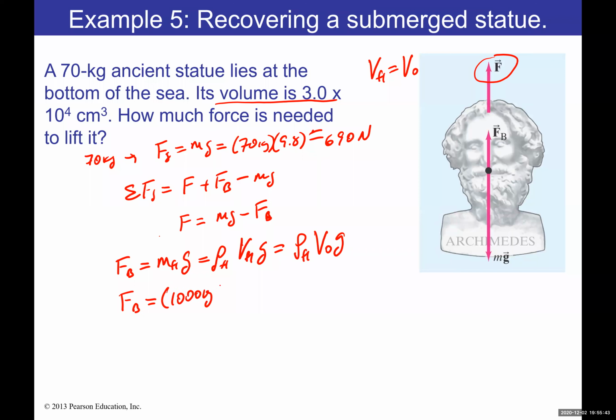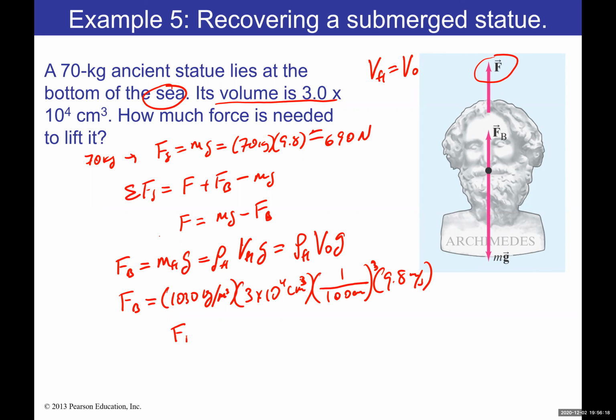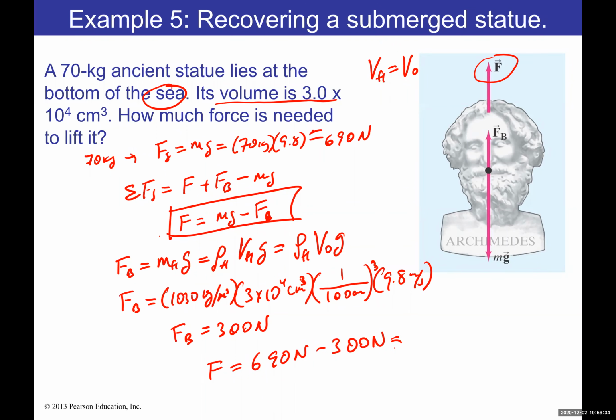It's water, so it's 1,000 kilograms per cubic meter in terms of its density. Well, it's actually the bottom of the sea, so we should use 1030 kilograms per cubic meter because it's salt water. Then times the volume of the object, which is 3 times 10 to the 4 cubic centimeters, which means we have to multiply by 1 over 100 centimeters, the whole thing cubed. Then we can cancel that, and times 9.8 meters per second squared. So I can calculate the buoyant force to be roughly 300 newtons. Then this force equals 690 newtons minus 300 newtons, so it should be more or less 390 newtons.